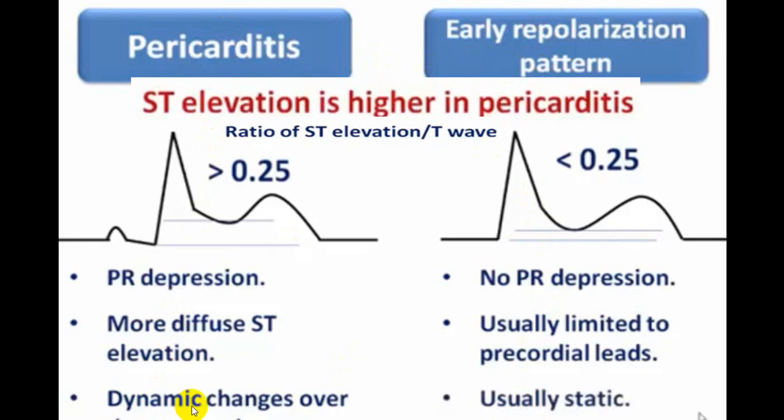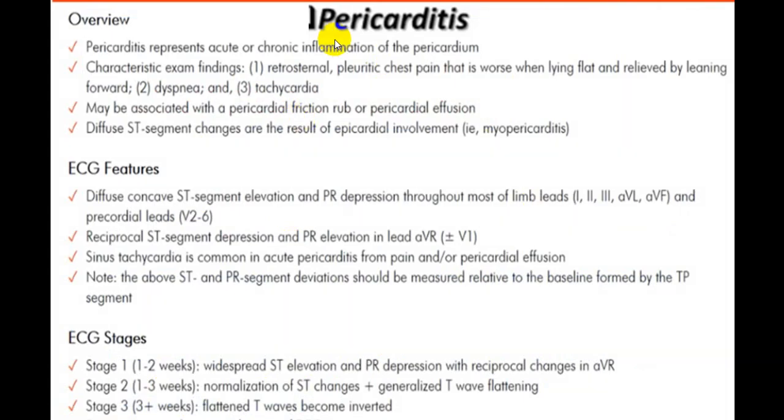That's why we call them dynamic changes that take place in the ST segment. And this is the way we try to differentiate. So in pericarditis, in stage 1, you will have a widespread ST elevation with PR depression, with reciprocal changes in AVR. In stage 2, you will have a normalization of ST changes and generalized T wave flattening. In stage 3, the flattened T wave now becomes inverted. And then in stage 4, again they will become normalized.